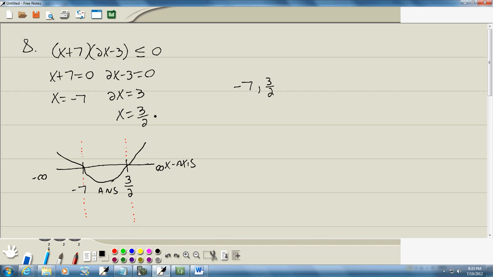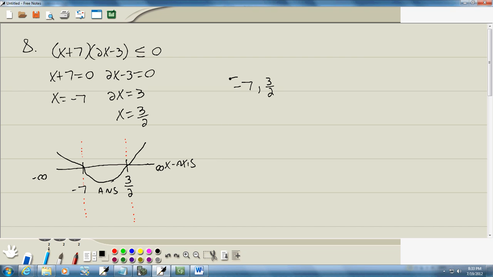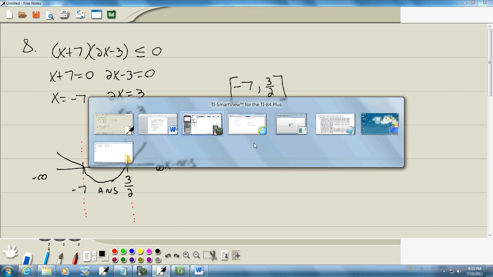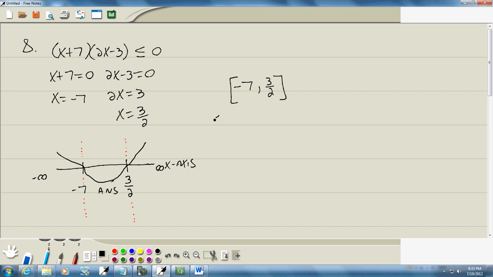Now, we said if we have a less than or equal to, we use brackets. So we put brackets around it like that. Now, I'm not sure if they want it in interval notation. Let's go look at the test and see. They don't. They want it in set builder. So I'll put curly brackets x such that negative 7 less than or equal to x less than or equal to 3/2, and then closing curly bracket.